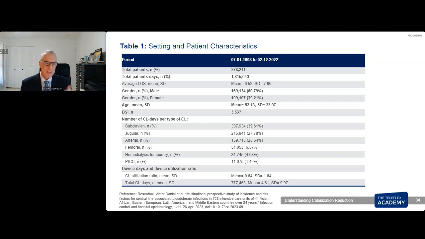The proportion of insertion sites and type of catheter were as follows. 40% subclavian, 28% jugular, 21% arterial, 7% femoral, 4% hemodialysis, 1.4% PIC. The mean central line device utilization ratio was 0.64. Maybe you remember that the last report published by CDC in 2015, the device utilization ratio was 0.5, 0.55. This was slightly higher. The total central line days were close to 800,000.